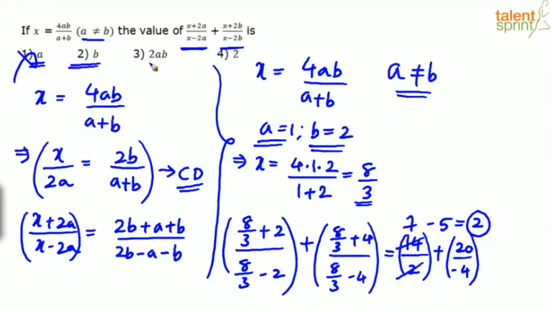So maybe option 2 is correct. Look at option 3. 2 into 1 into 2 comes out to be 4. But we know that answer is 2. So option 3 is also wrong. Option 4, directly the value is given as 2. So maybe option 4 is also correct. So now if you see, by quickly substituting some random values here, we have eliminated 2 options.